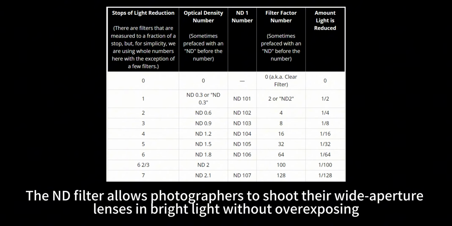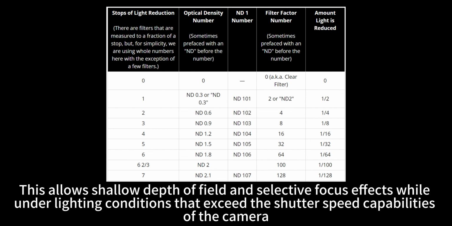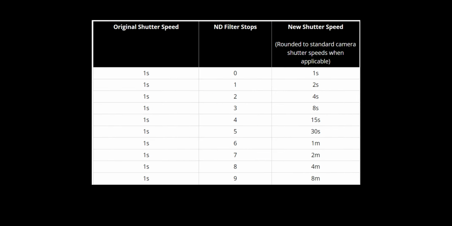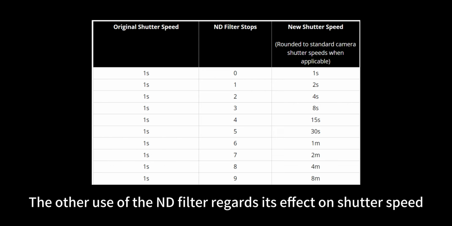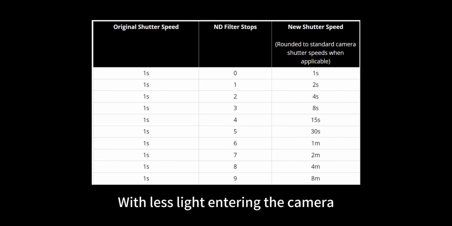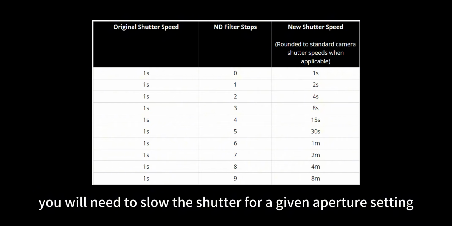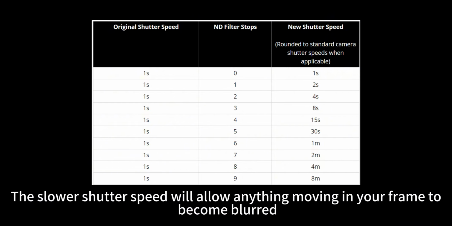But if you shoot during the day, overexposure may occur, so we need to use an ND filter. The ND filter allows photographers to shoot with their wide aperture lenses in bright light without overexposing. This allows shallow depth of field and selective focus effects under lighting conditions that exceed the shutter speed capabilities of the camera. The other use of the ND filter regards its effect on shutter speed. With less light entering the camera, you will need to slow the shutter for a given aperture setting. The slower shutter speed will allow anything moving in your frame to become blurred.